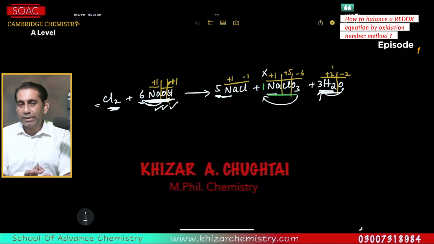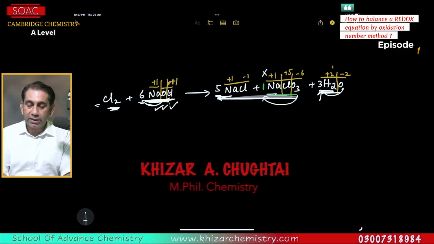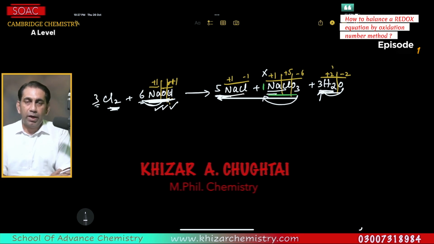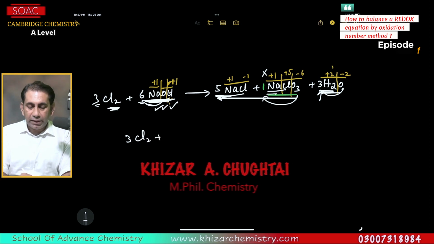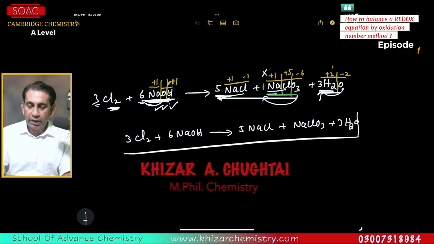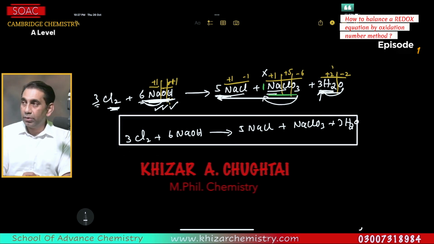Now let me balance the element Cl2. How many chlorines are lying on the right hand side? 1 Cl and 5, 6 Cl, and I'm putting 3 Cl2. I'm multiplying Cl2 by 3 to make this equation balanced. So finally, 3 Cl2 plus 6 mole of NaOH goes to 5 mole of NaCl, 1 mole of NaClO3, and 3 mole of H2O. So this is the balanced equation.